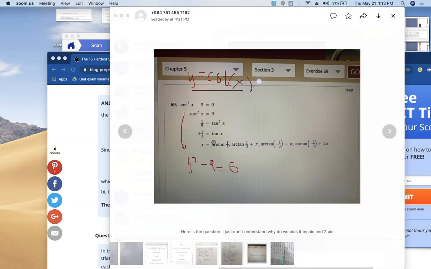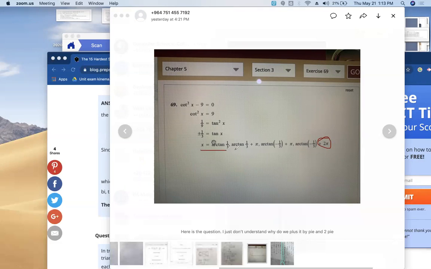Oh, don't explain the steps? Oh, you want this? You just want the last answer. Wait, I'm so confused. Do you want this answer? The question answer? Oh, wait. Oh, this gives you this. Oh, my God. Never mind. Why did they add 2 pi? Okay, they give you the answer. Why did they add 2 pi over here?